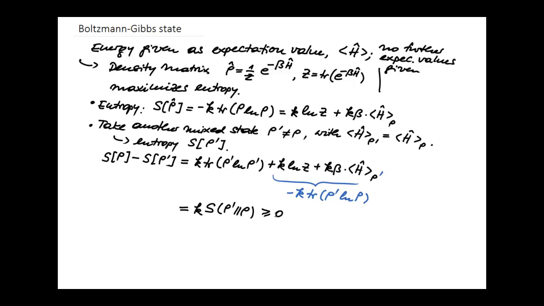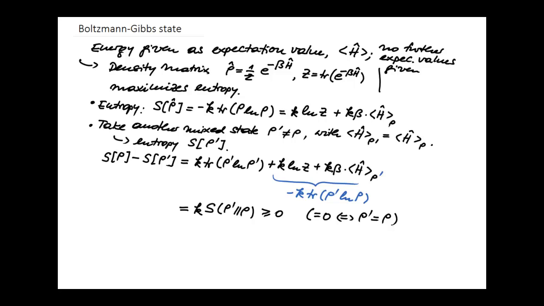In other words, this is the difference of the two entropies. This tells you that the entropy of rho is always larger or equal to the entropy of rho primed, whatever rho primed is. There is equality, so this is equal to 0, if and only if rho primed equals rho. This is another property that I mentioned to you on the last problem set.